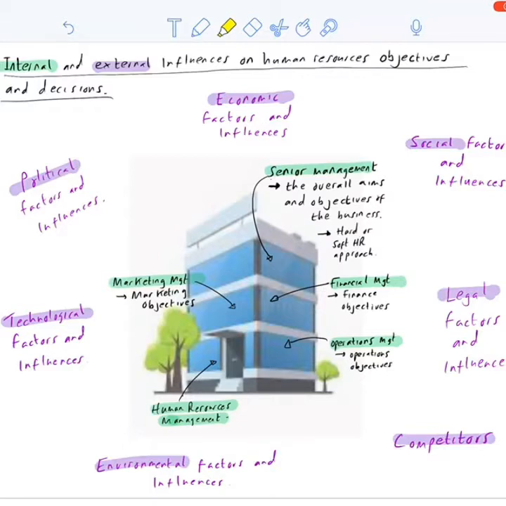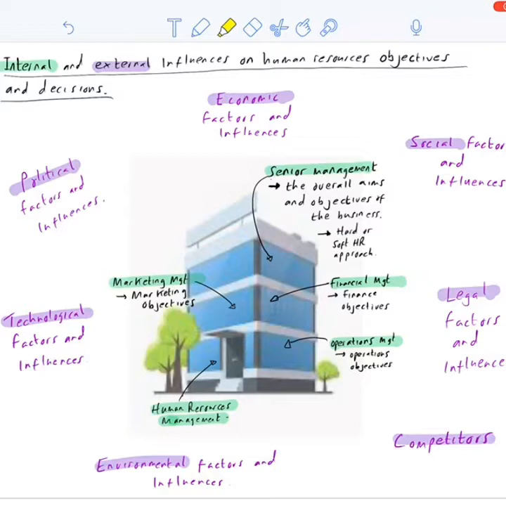Also, senior management will decide whether a hard or soft human resource approach is needed for the business. And so therefore, human resource management will have to take this into consideration when setting their objectives and making their decisions. And also the other three main areas of the business, marketing, finance and operations, their actions, their objectives, their decision making will also need to be taken into consideration.